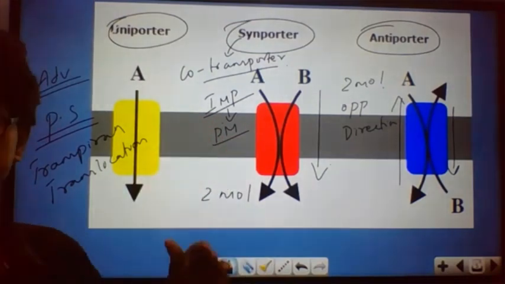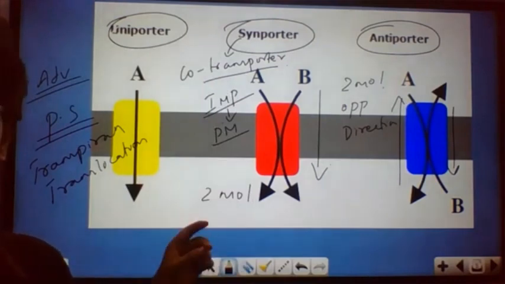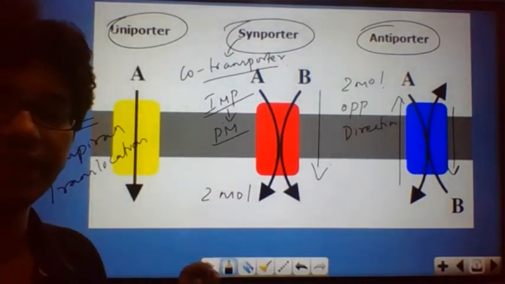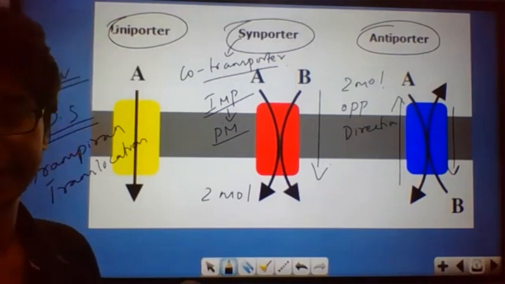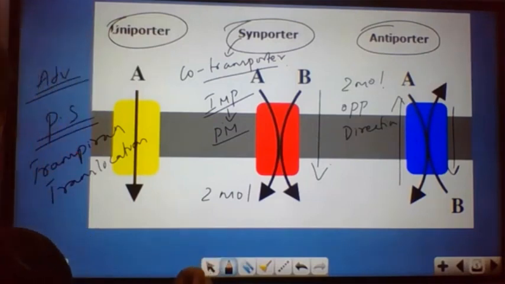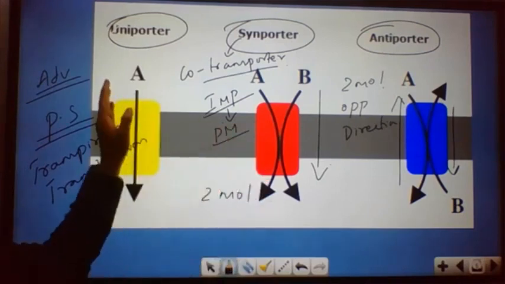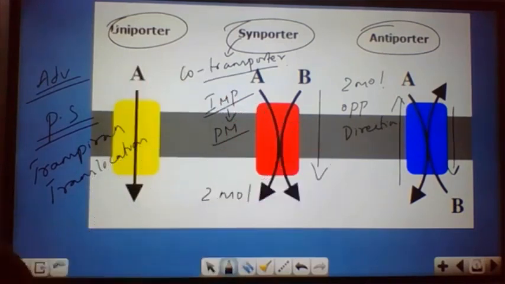And you also asked about ROS. You have already given the answers for ROS, that is reactive oxygen species. What happens in reactive oxygen species is there is a loss of electrons, I mean the leakage of electrons onto the oxygen, from the electron transport chain. So this is what we have done so far: uniport, symport, and antiport.